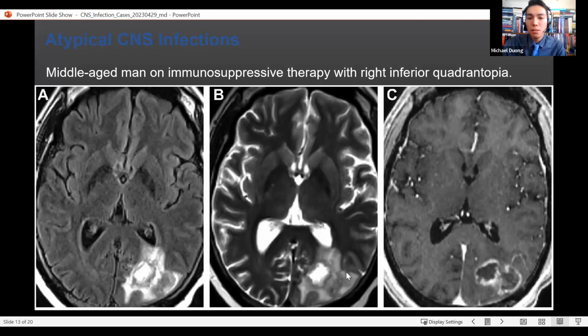FLAIR hyperintensities, also seen on T2, and ring enhancing lesions as well. This gentleman had a brain biopsy because it was still unclear after the MRS and additional imaging what this was. And this ended up showing aspergillosis. He was started on amphotericin, but unfortunately did end up passing away several weeks later.